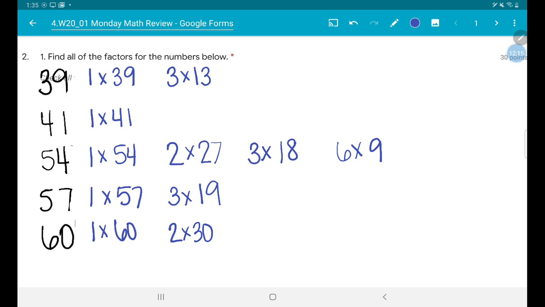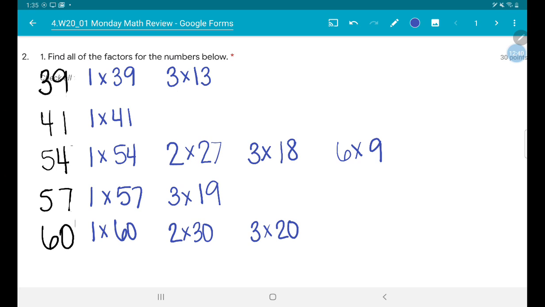Is 3 going to be a factor? Yes. 3 times what? 20. 3 times 20 equals 60. 3 times 2 is 6. And then we need another 0. All right. And what else?